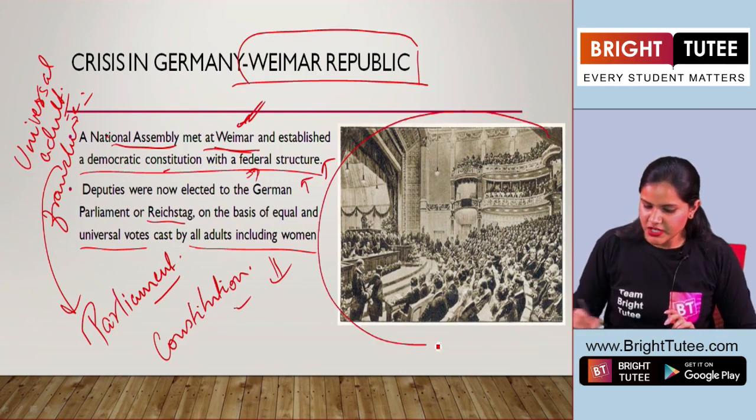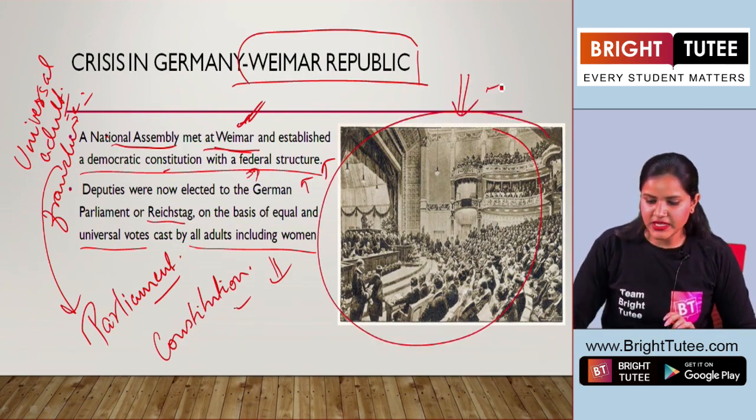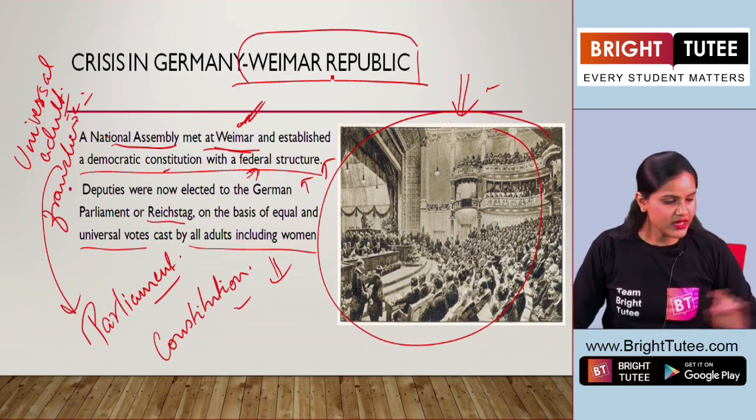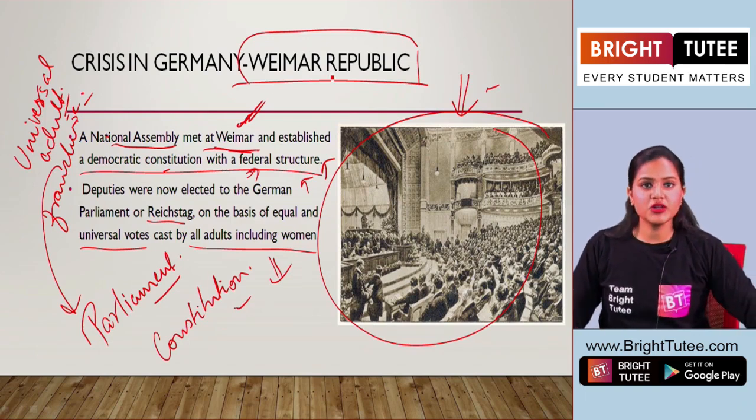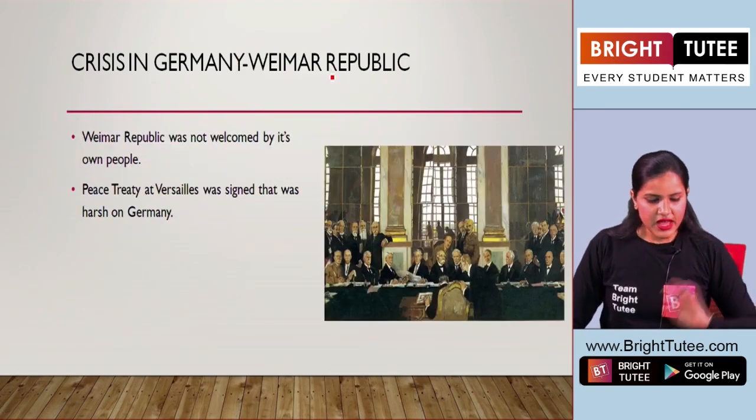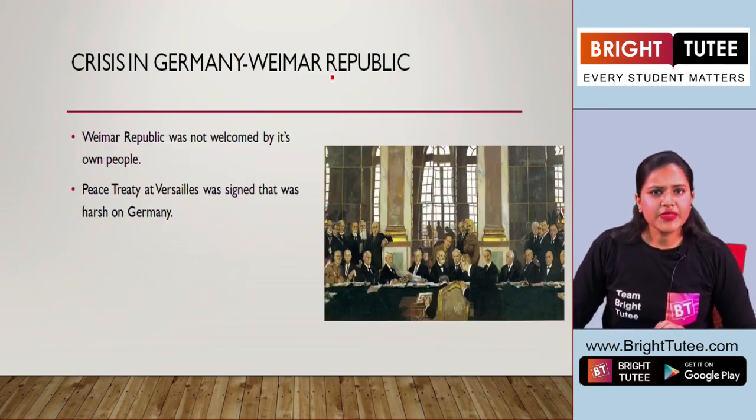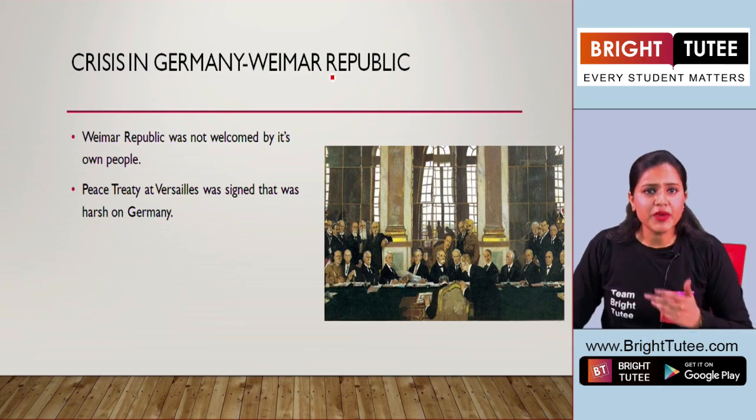So this is the image here of the national assembly that met at Weimar, and that is why we call it the Weimar Republic. Okay, re-establishment of the German polity here. But here what are we seeing? That the Weimar Republic was not being welcomed by its own people.